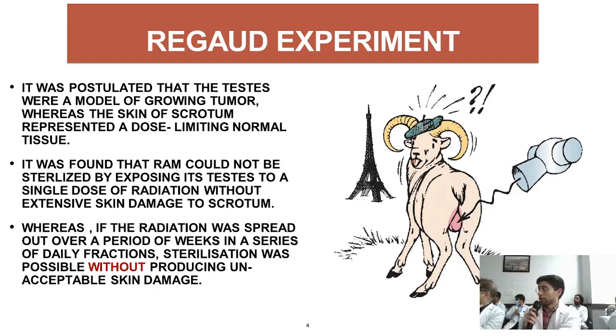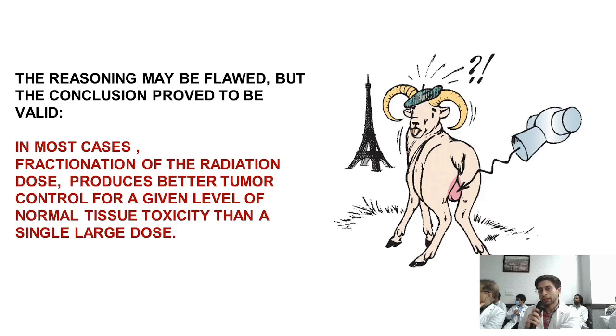To overcome this, they divided the radiation and spread it over a period of weeks. They were able to achieve a similar result, sterilizing the ram, but this time there was less skin tissue damage. This is also a core principle of radiation oncology, that we want to maximize tumor kill and also reduce normal tissue damage. After this, they concluded that fractionation of the radiation dose produced better tumor control for a given level of normal tissue toxicity than a single large dose.